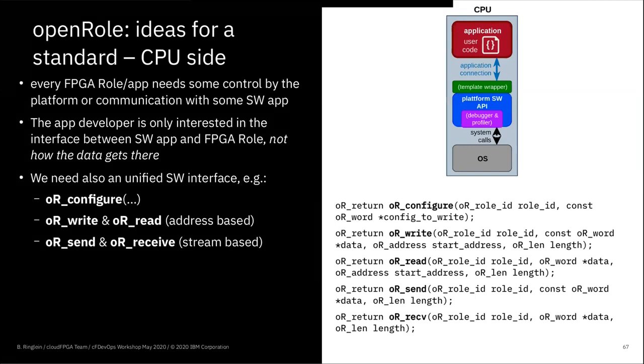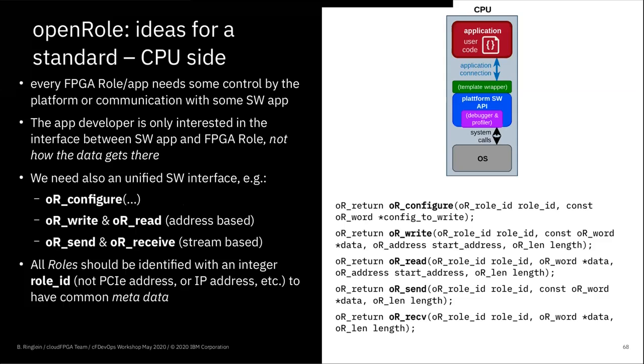In general, there could be multiple roles as part of one application, and we need some way to identify the roles. Therefore, we propose a unique ID to identify the roles, and this ID should, of course, work for all types of fabric. So we should not use PCI Express addresses or IP addresses. At this point, we should abstract this away.